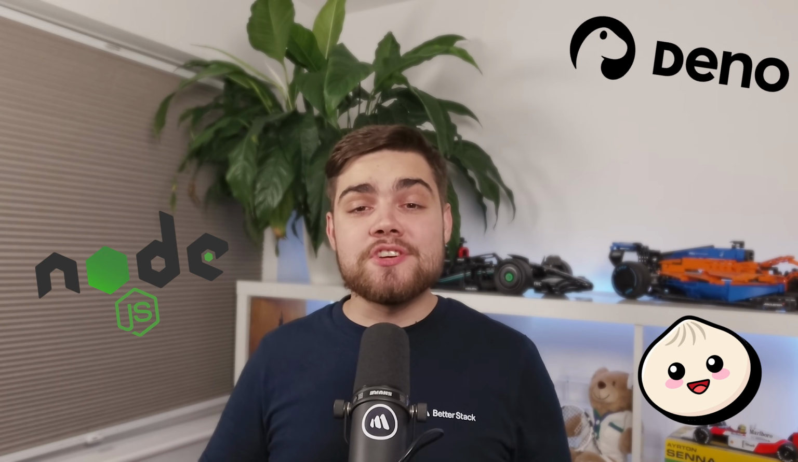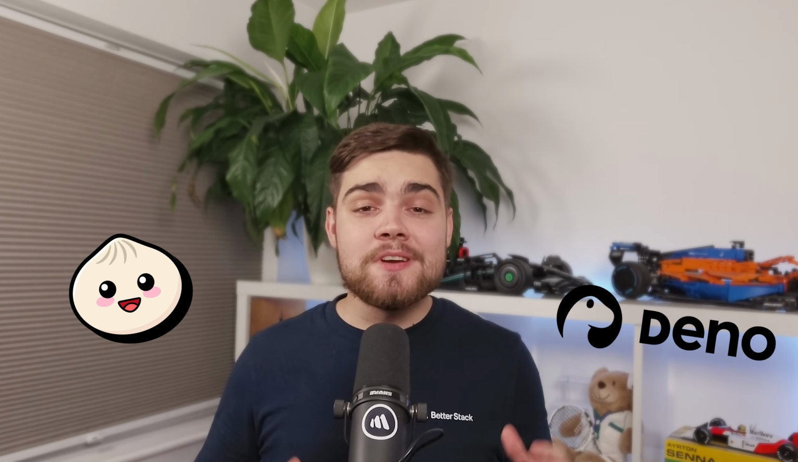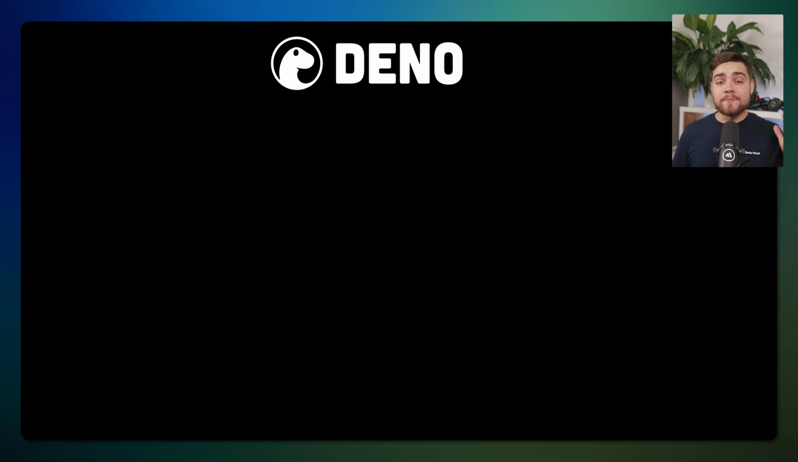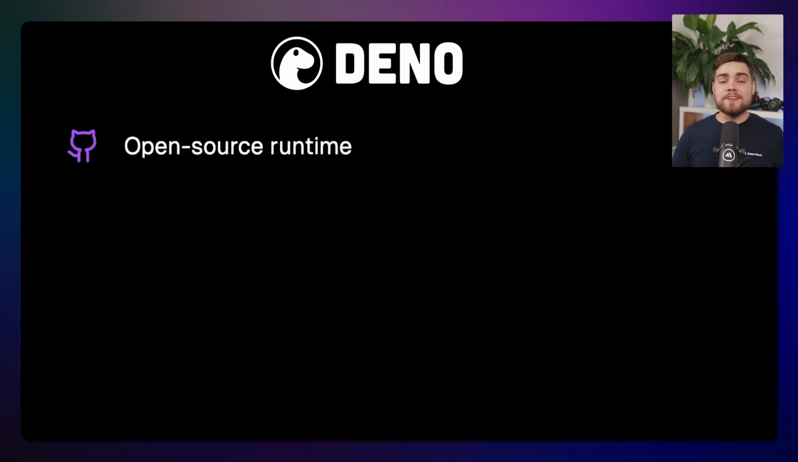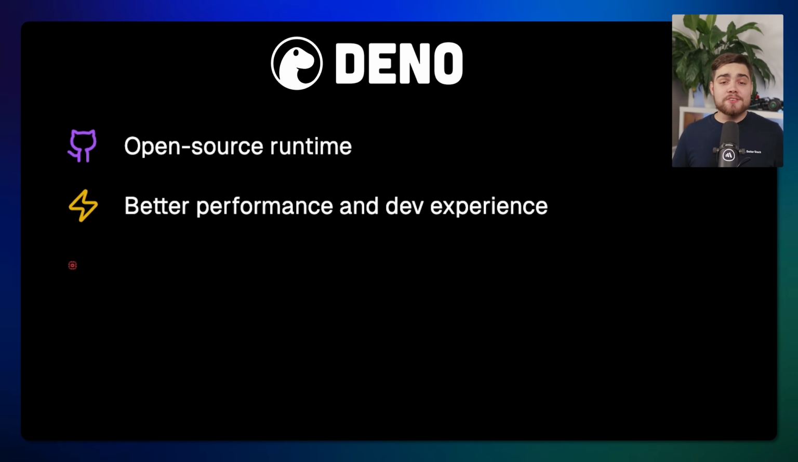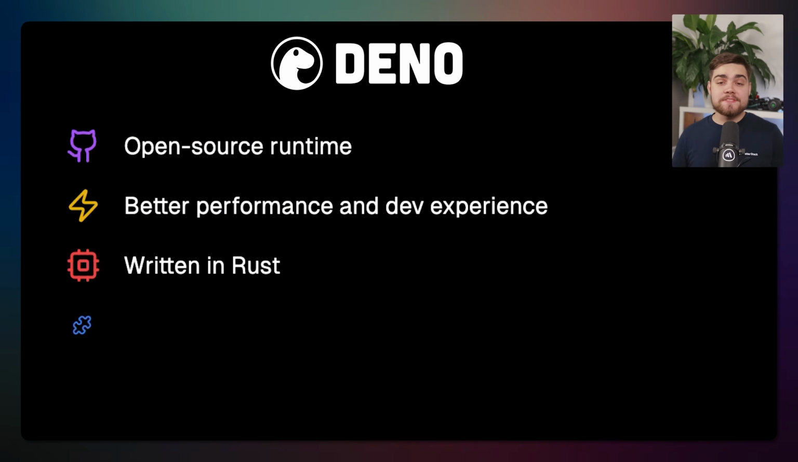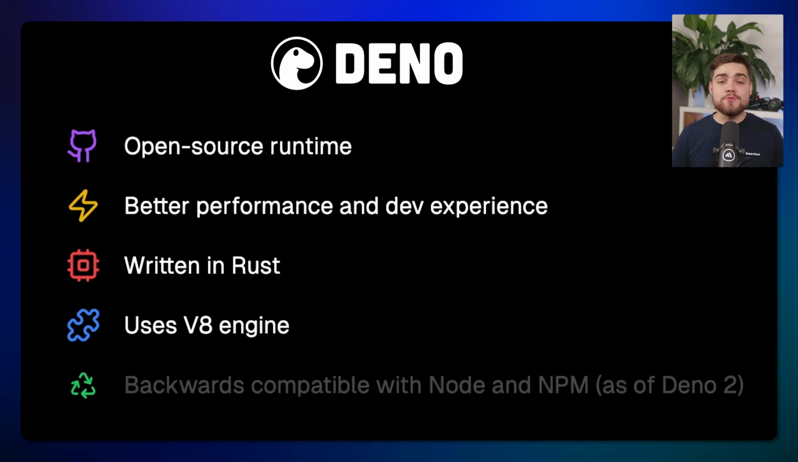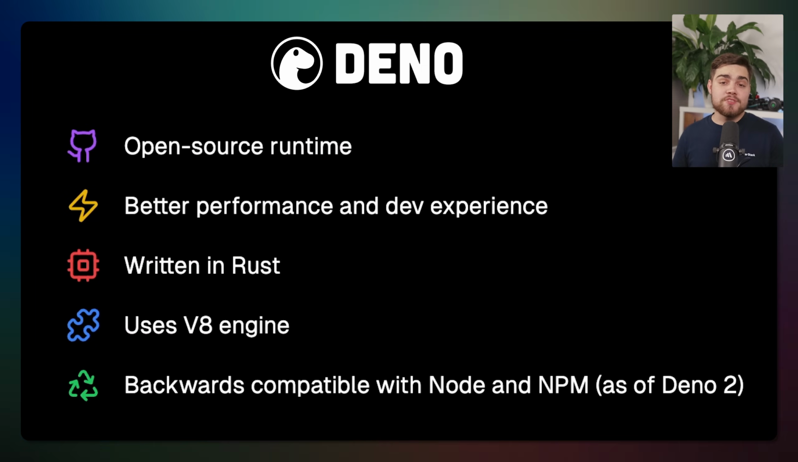You probably know Node.js already, so let's dive into Bun and Deno to help you decide which one might be right for you. First, what are they? Deno is an open source runtime created to address various issues with Node, such as performance and the developer experience. It was written in Rust, and it also uses the V8 engine, similar to Node.js.